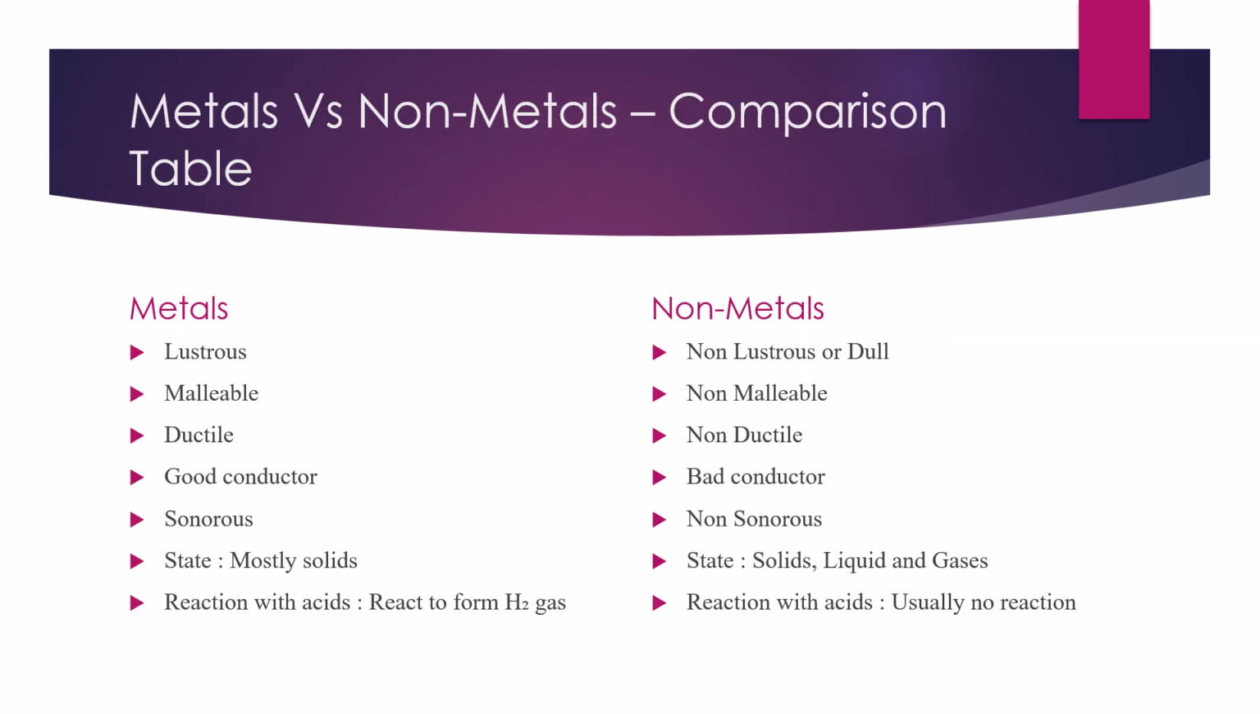Now, comparison between metals and non-metals, meaning the difference between metals and non-metals. Metals are lustrous, non-metals are non-lustrous or dull. Metals are malleable, non-metals are non-malleable. Metals are ductile, non-metals are non-ductile. Metals are good conductors of heat and electricity. Non-metals are bad conductors of heat and electricity. Metals are sonorous, non-metals are non-sonorous.